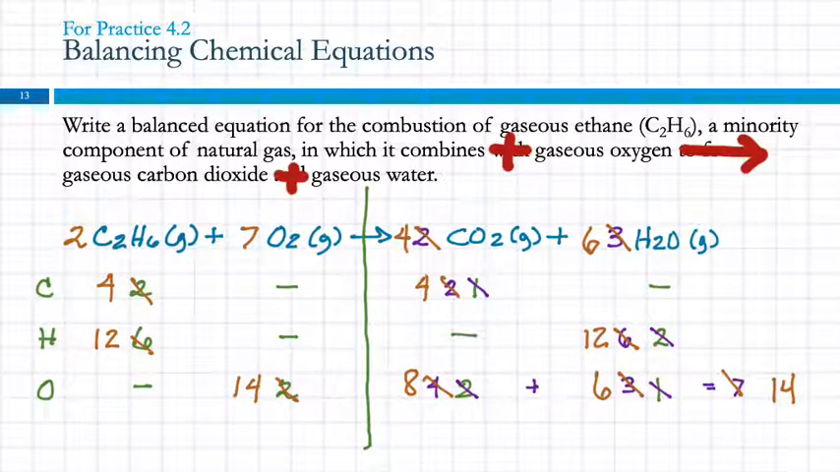Sometimes you balance an equation and you end up with coefficients that are not in the lowest whole number ratio, and then you have to simplify. It doesn't happen often, but it could happen. Anybody else have any questions about this one?